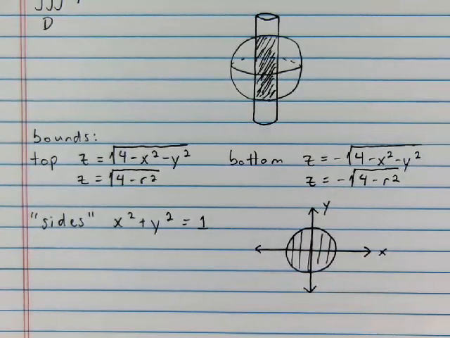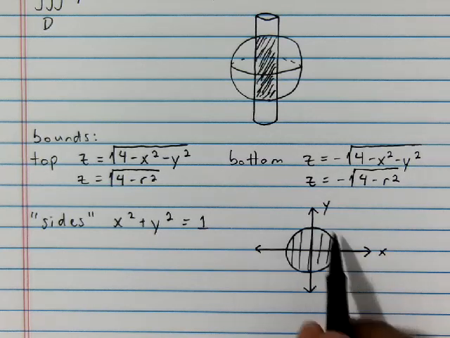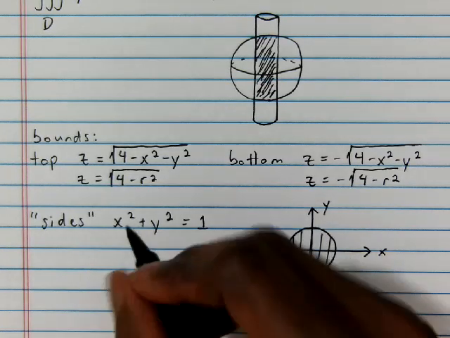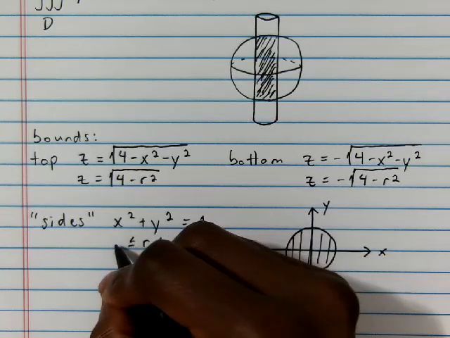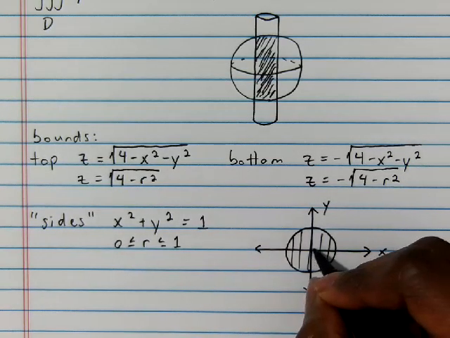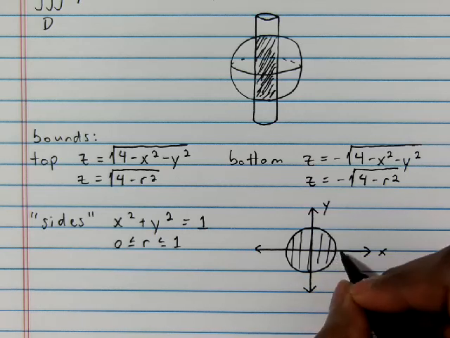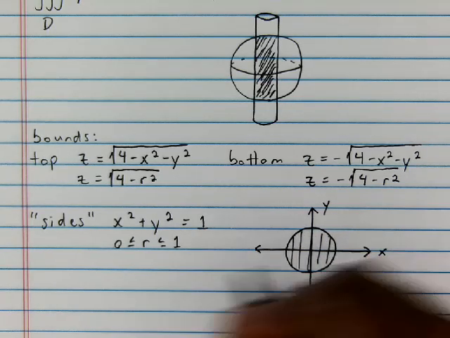But remember, we don't want things in terms of x and y when we work with cylindrical coordinates. We're basically looking at this now in polar coordinates. And in polar coordinates, this is our radius, which varies from 0 all the way out to 1. And our theta goes from 0 all the way to 2 pi.